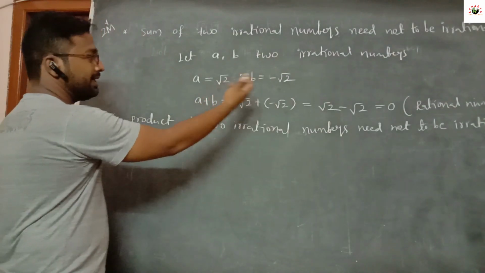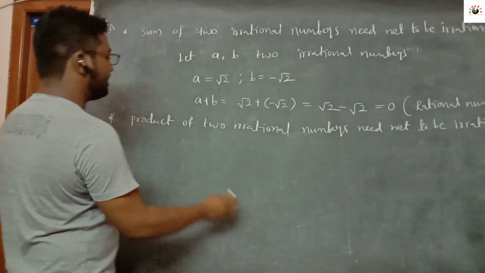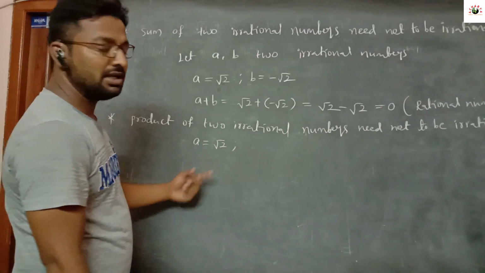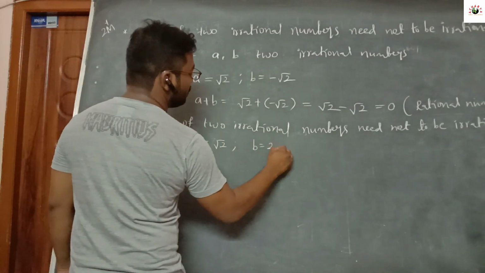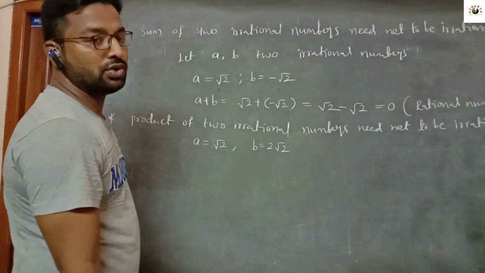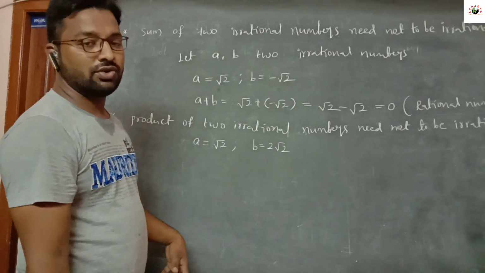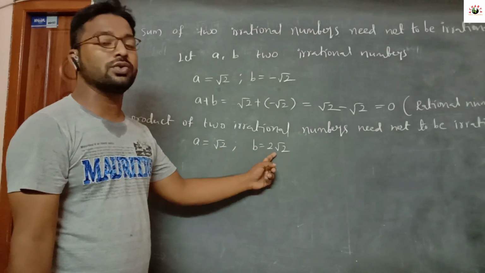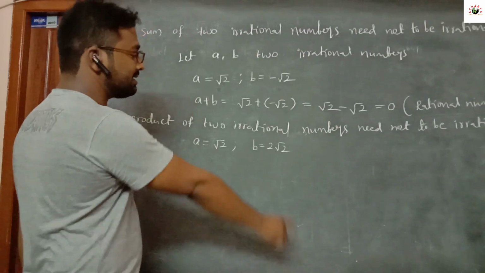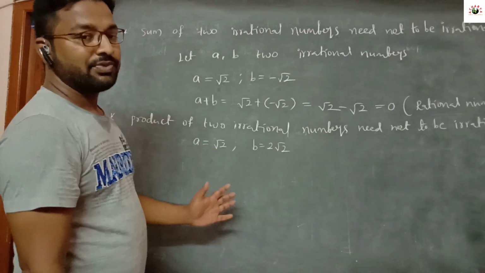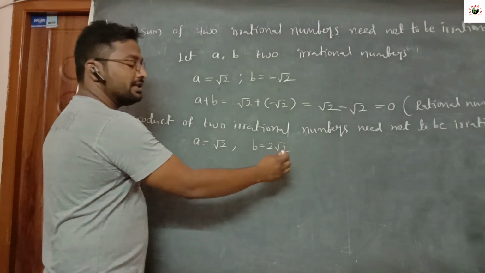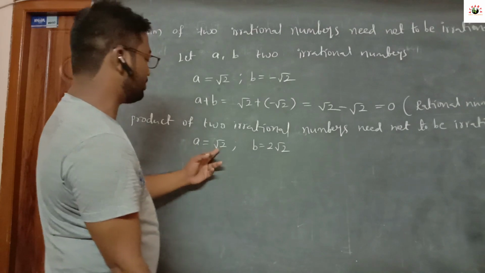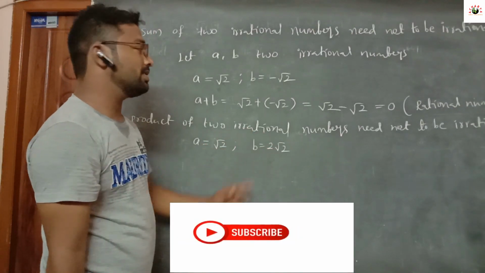Once we check it, let a, b be two irrational numbers. For example, a is equal to root 2, an irrational number, and b is equal to 2 root 2, or 3 root 2, 4 root 2, whatever it may be. b is equal to 2 root 2, also an irrational number. Why? Because the decimal value of root 2 keeps going with different non-repeating digits, so the multiple of it is also irrational.